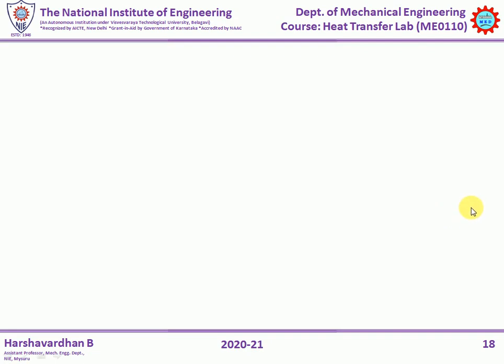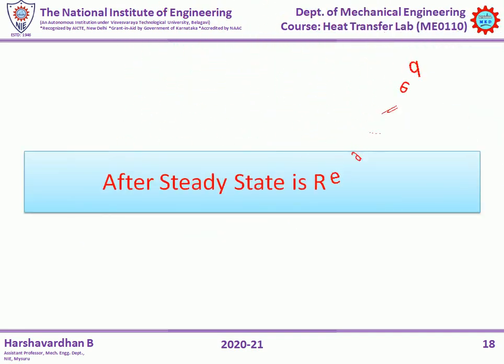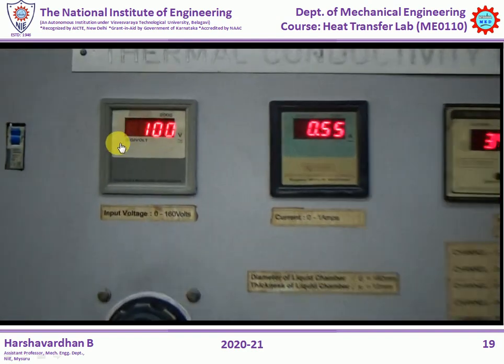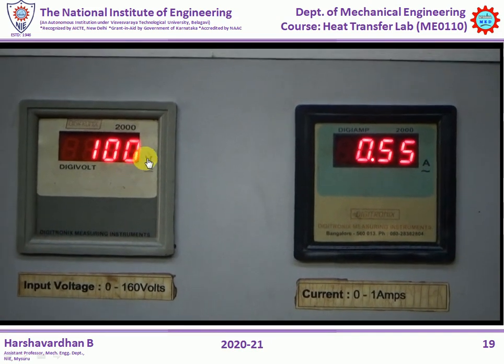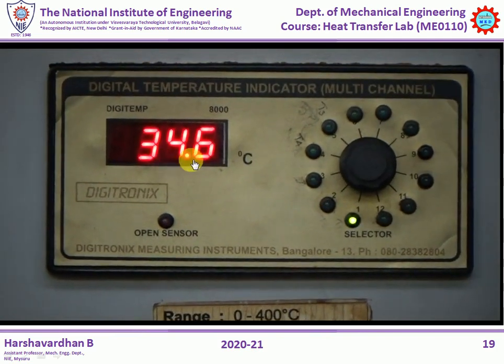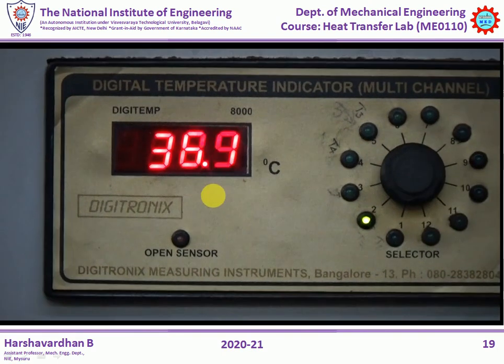Once we set the required heat input to the electrical heater, next we should wait for the steady state to be attained. For this experiment we came to know that steady state was attained after 45 minutes. So after 45 minutes you can see that the voltage and current are still maintained at 100 volts and 0.56 amps. And thermocouple number 1 is showing a temperature of 34.5 degrees centigrade.